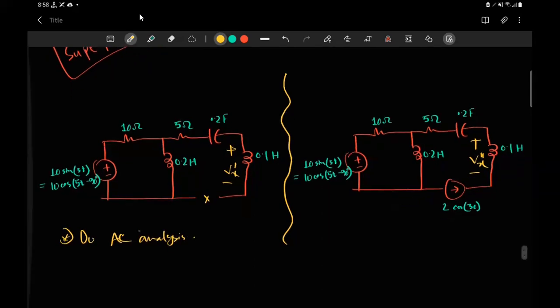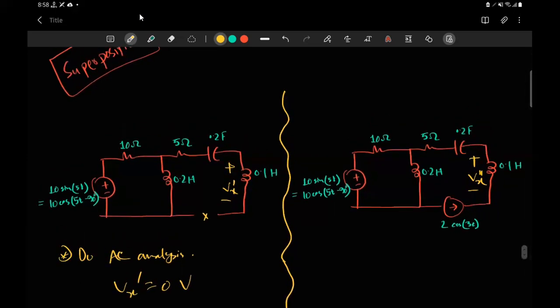Do AC analysis and come up with the value. So here, this is just 0 volt. Okay, I don't need to do even any analysis here. And for this side, we should keep that 2 cos 3t part alive and kill this one. How can we kill this one? Short circuit. Yeah, short circuit, right? We make them a short circuit.